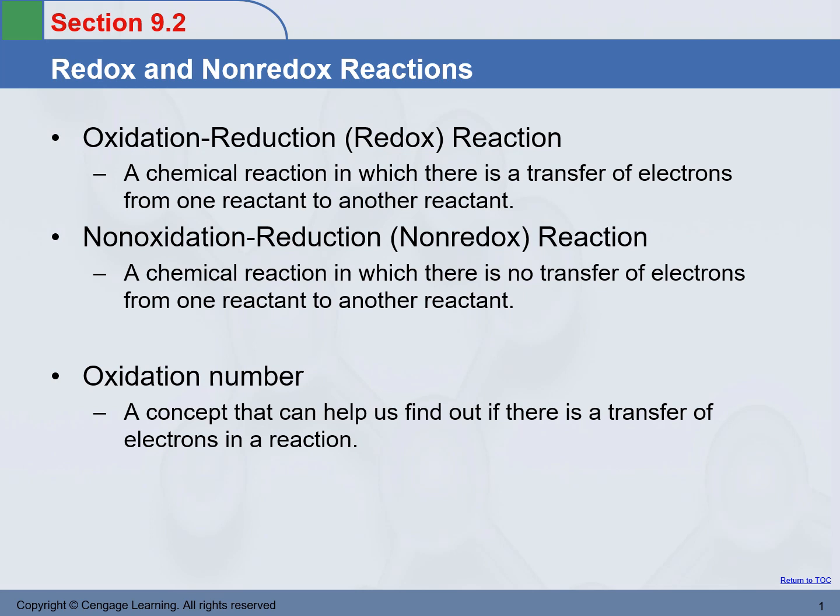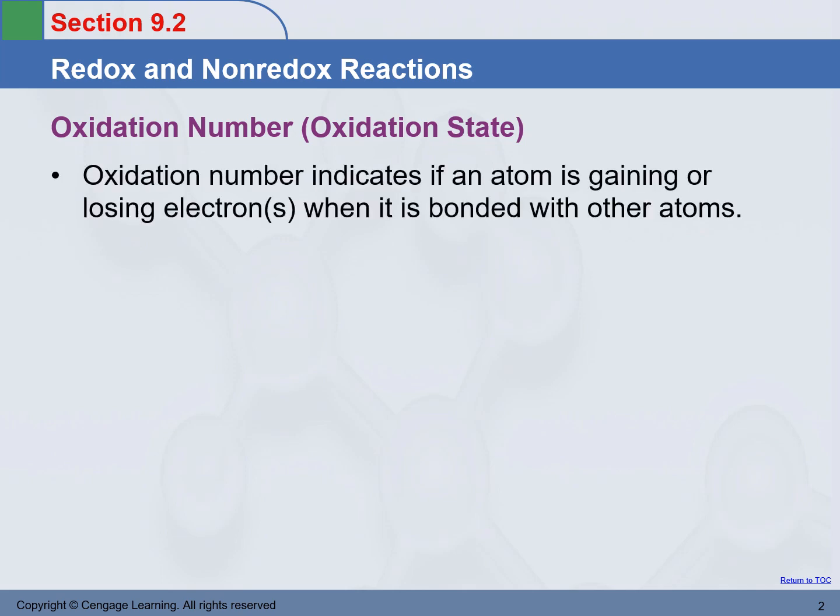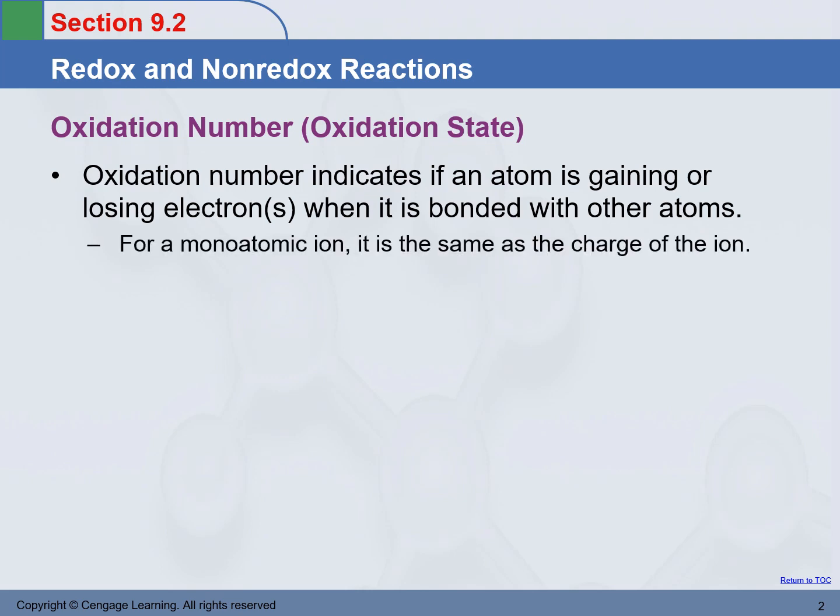But what is it? How can we use it? Well, oxidation number, which is also called oxidation state, basically indicates if an atom is gaining or losing electrons when it is bonded with other atoms. Basically, it describes the electron situation around an atom. That's called oxidation number and oxidation state. So, how do I know the number then?